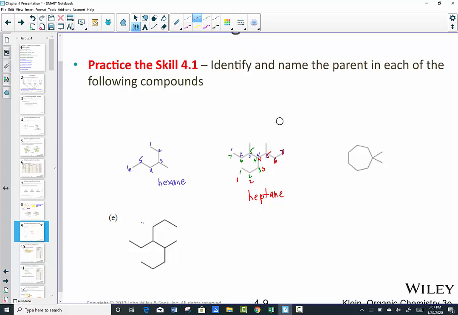And did I find anything else? 1, 2, 3, 4, 5, 6, 7. That's heptane. 1, 2, 3, 4, 5, 6, 7. Heptane. Anything else? 1, 2, 3, 4, 5, 6, 7. I just really can't find anything longer.